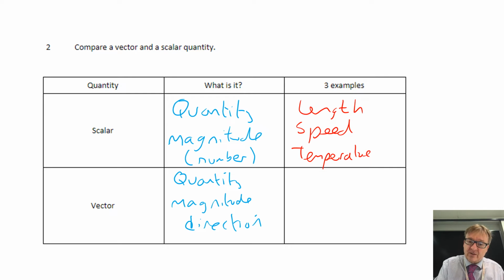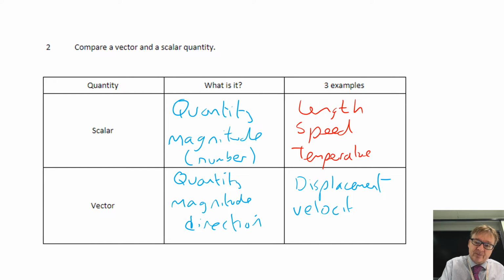Okay, so for example, displacement. Right, so displacement is, I always call it as the crow flies. So if you're going to go from home to school, you're going to go all over the place, down all sorts of different roads and things like that. Displacement is how far it is in a straight line, cutting across all those gardens and fields and things like that. Another one is velocity.